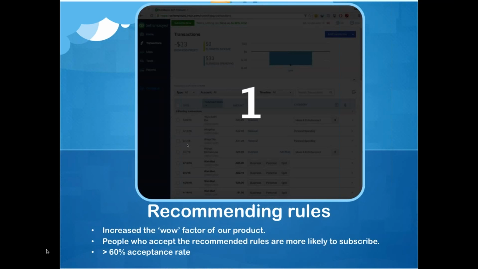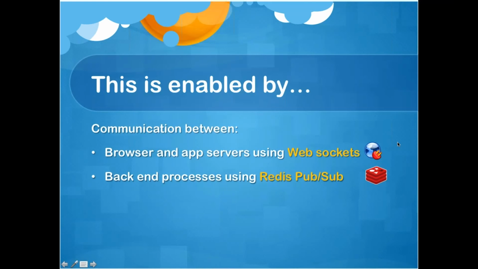And best of all, we have a unified experience across web and mobile. The web and mobile apps now use WebSockets to get these recommendations. Right now I showed you the web flow. Further in this presentation, we'll go through the mobile flow as well. This is enabled by the communication between the browser and app servers using WebSockets, and the backend processes using Redis PubSub.